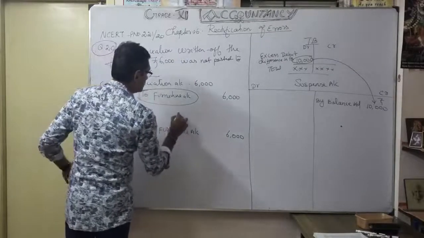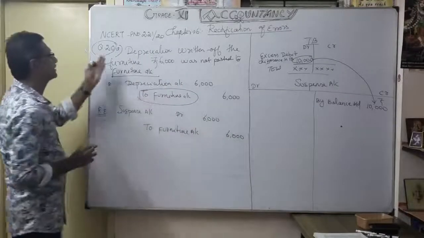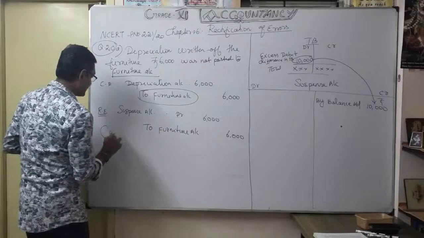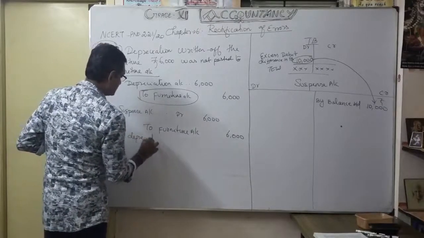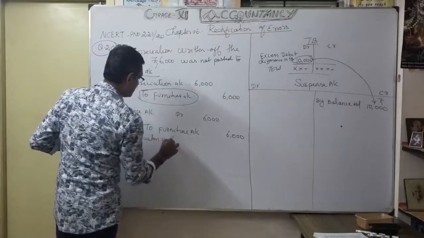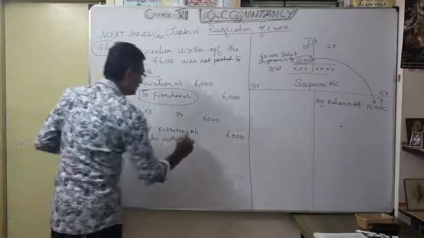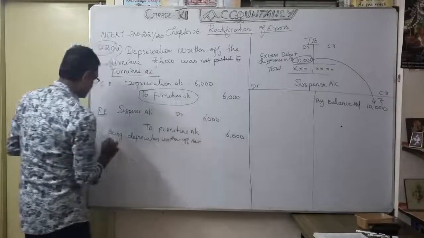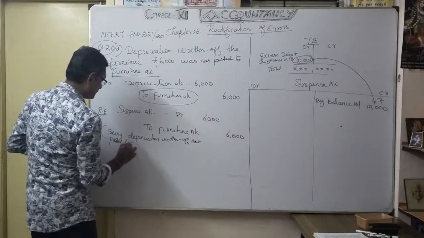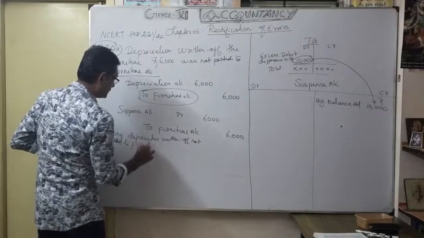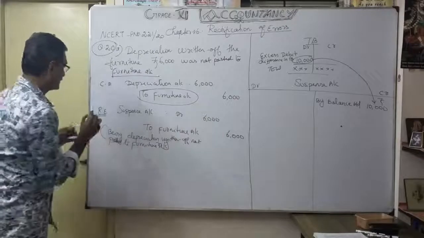Suspense account, debit. How much? 6,000. So what is the narration? We are going to write in the same manner: asset being depreciation, return of, not posted to furniture account. Okay, that's what we've done now, furniture account. That's our rectification entry.